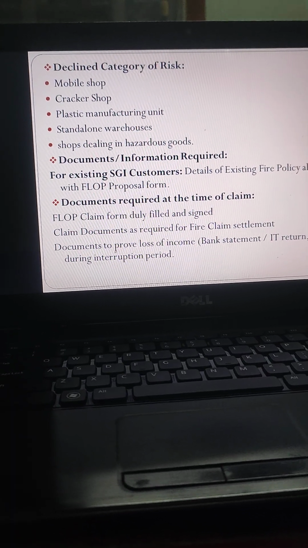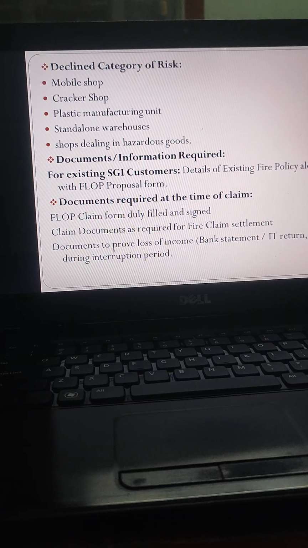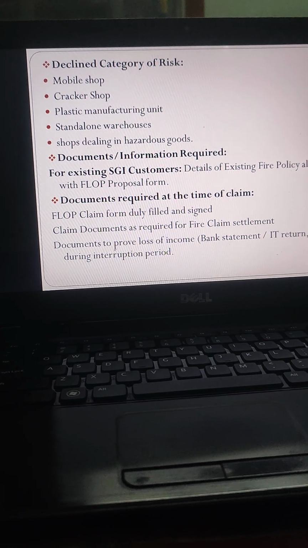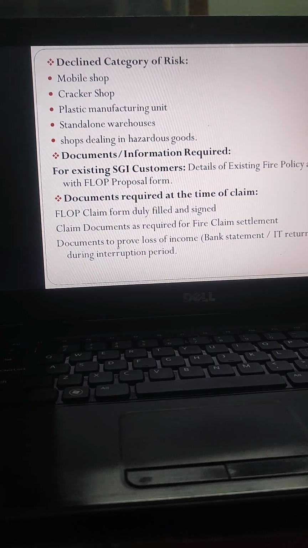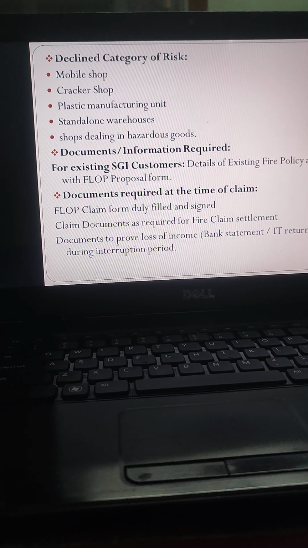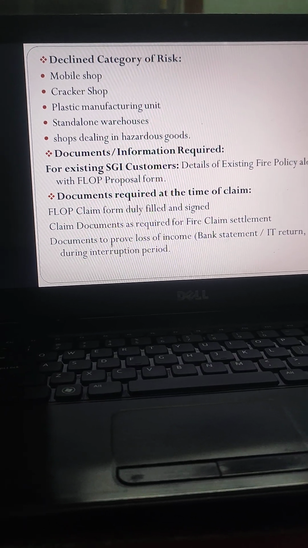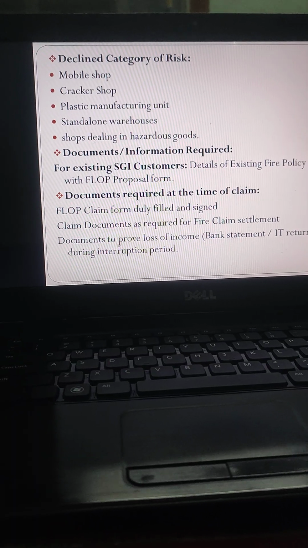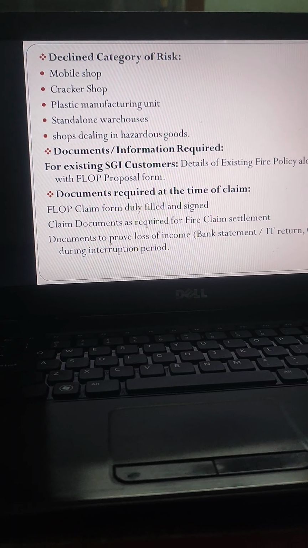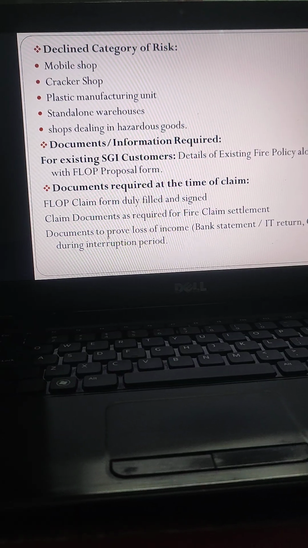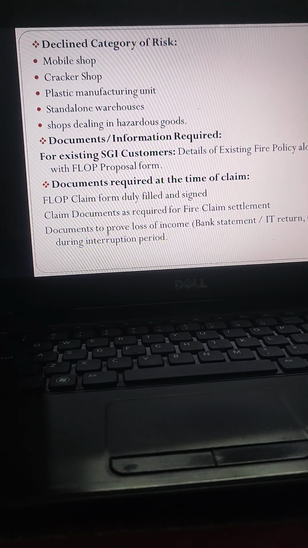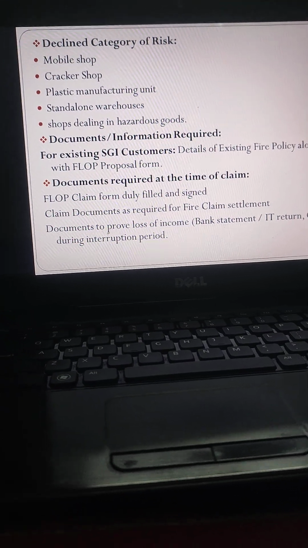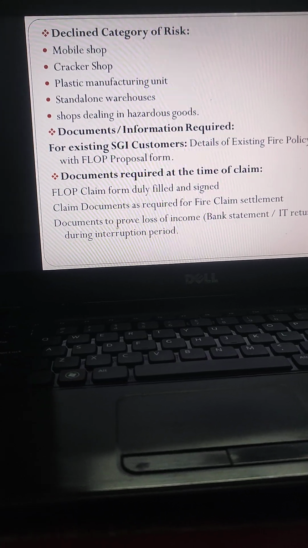There may be decline categories, because insurers have decline categories applicable to fire insurance policies, and the same are applicable here also. Say for example, mobile shops, cracker shops, plastic manufacturing units, standard warehouses, shops dealing in hazardous goods. Normally these kinds of businesses are excluded from the fire policy by insurance companies because they incur high claims.